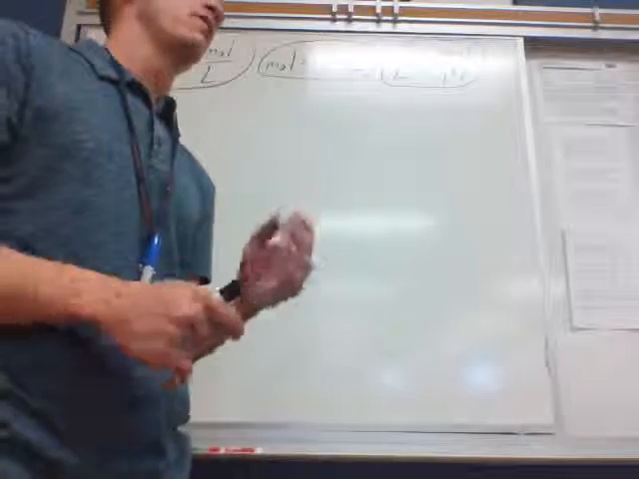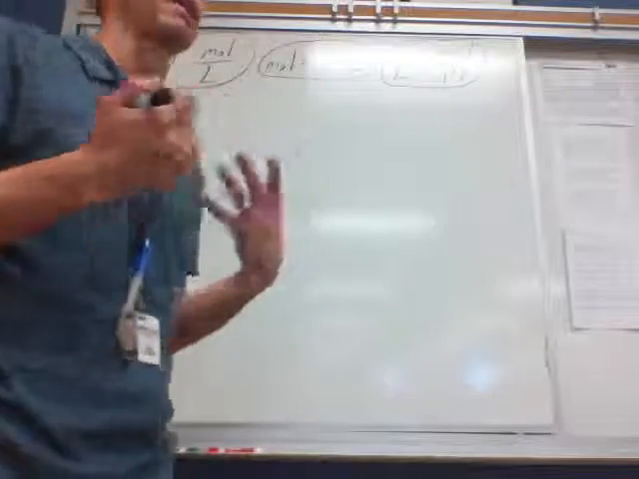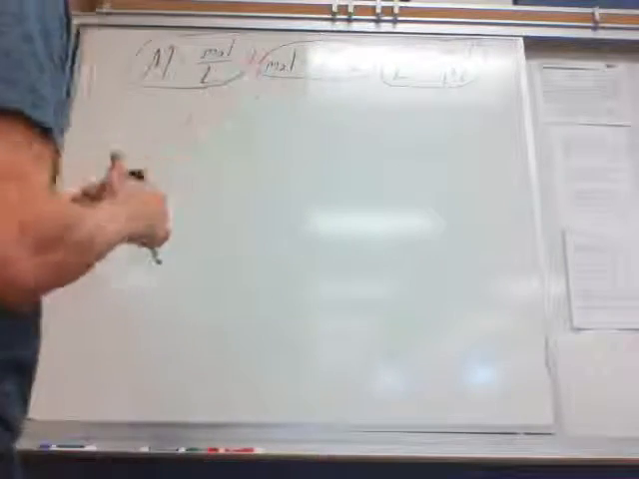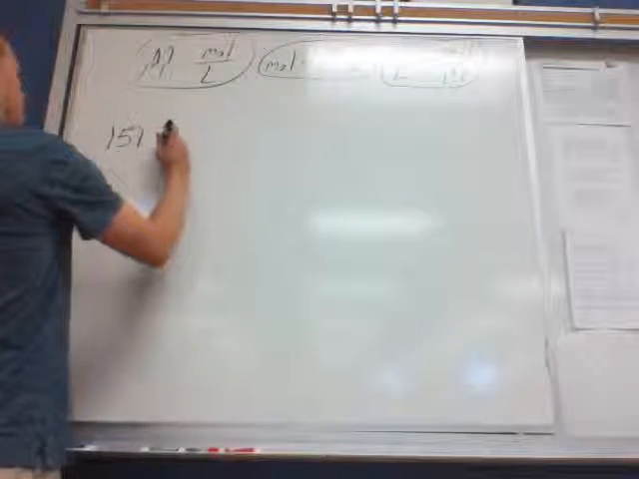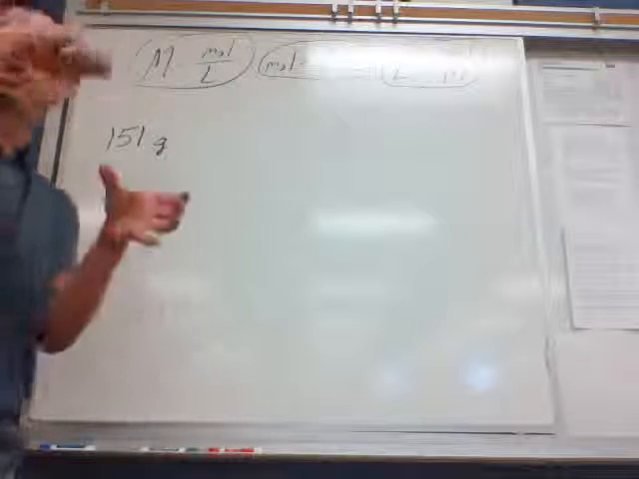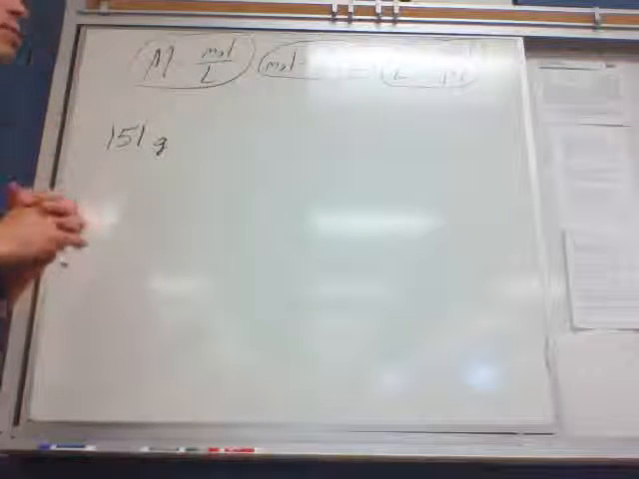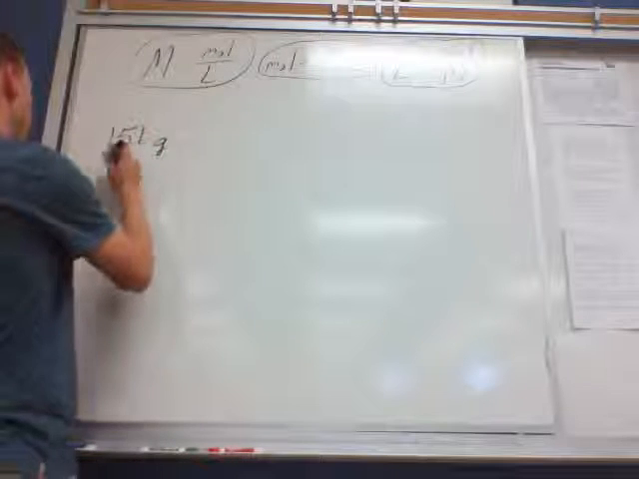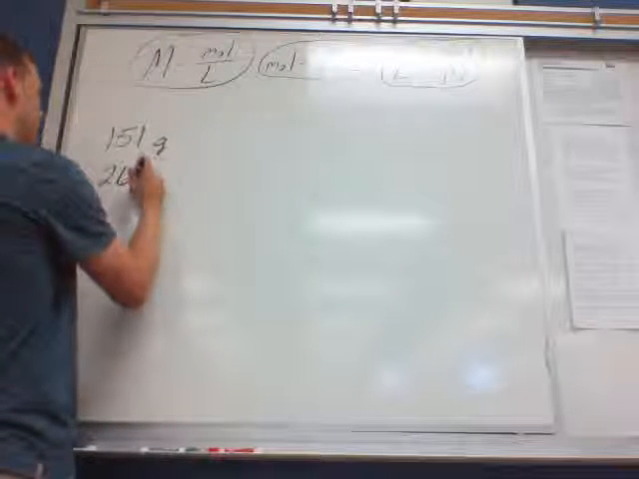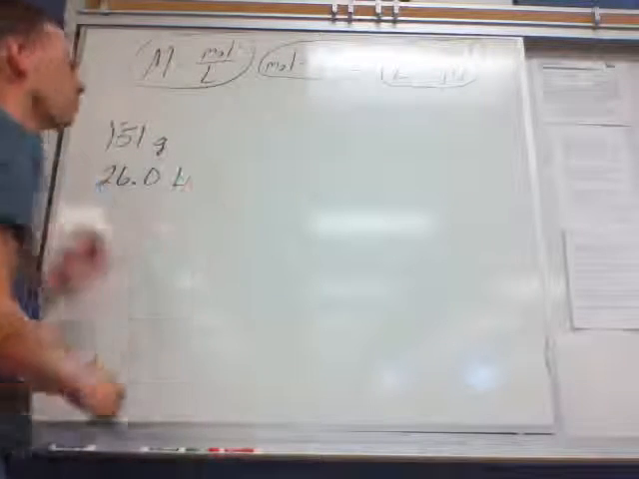The biggest problem you'll have on computer days is that y'all don't do the process the way that I show you right here. Pull out the numbers first. 151 grams is the first thing I see. So that's how much stuff we're going to be putting in, 151 grams of solute. It also tells me how much solvent I'm putting it in, 26.0 liters.